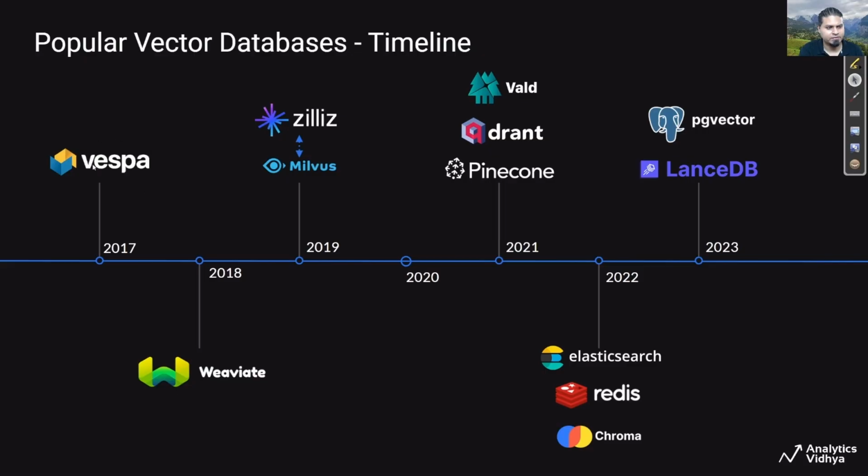This is the typical timeline for vector databases. Started off around 2017 with Vespa and then came in Weaviate. You had Milvus and Zilliz around 2019. They really matured. 2021, we had Pinecone, Qdrant, Vault. 2022, Elasticsearch, which has been there for quite a while, but they introduced the vector capabilities around that time. And then you have Redis, Chroma, and then you have LanceDB, pgvector, which are the newest ones.